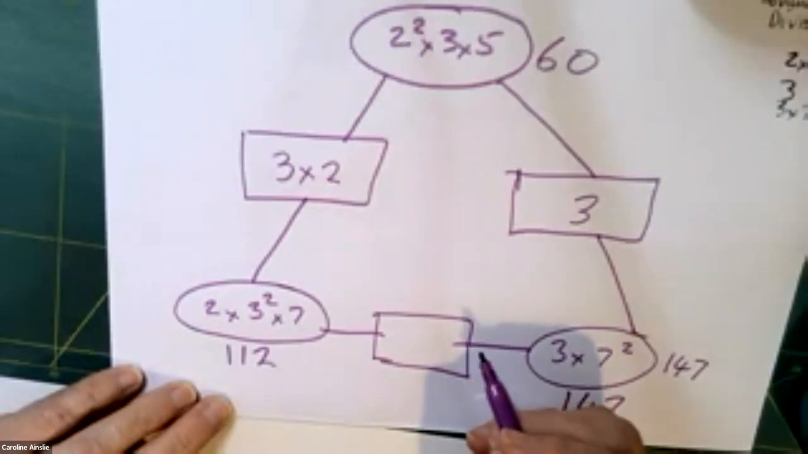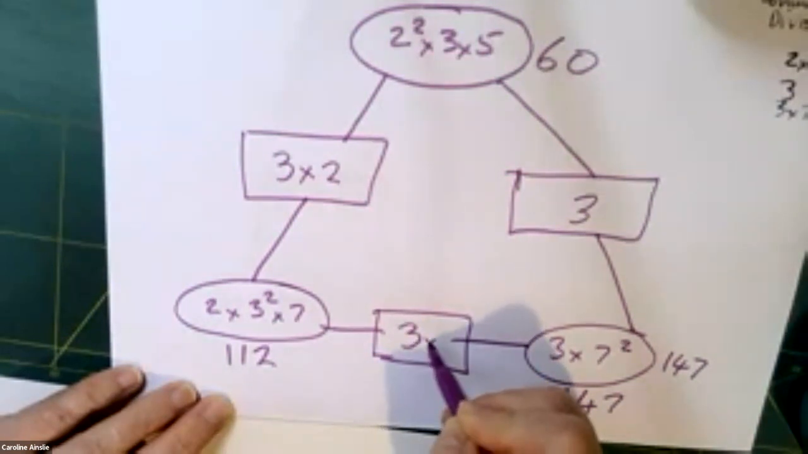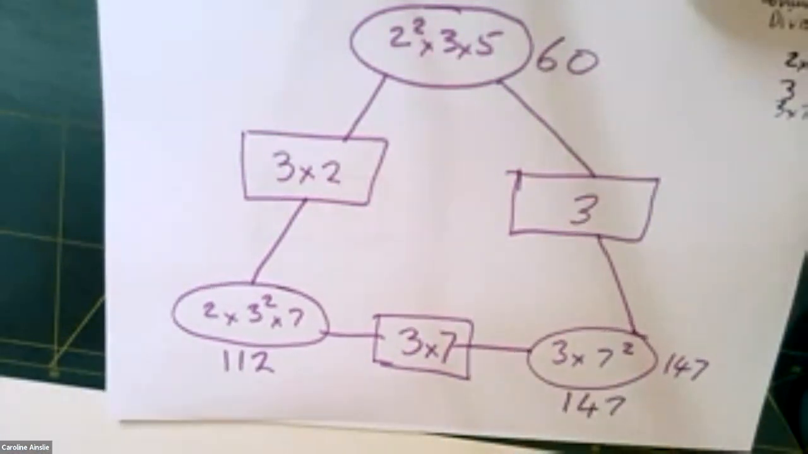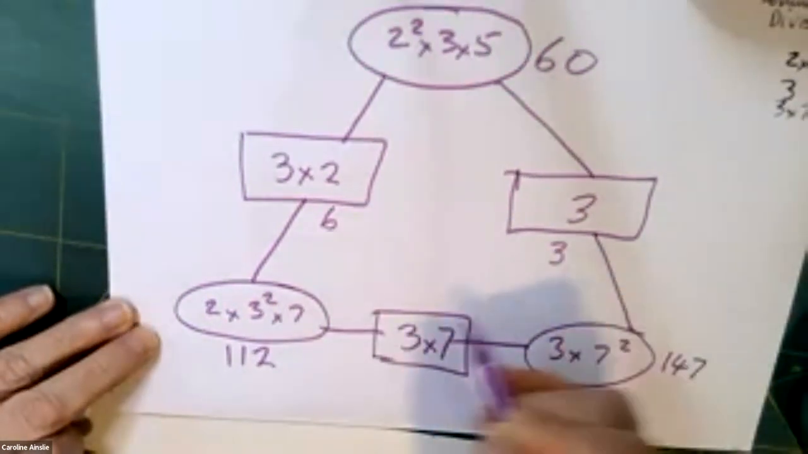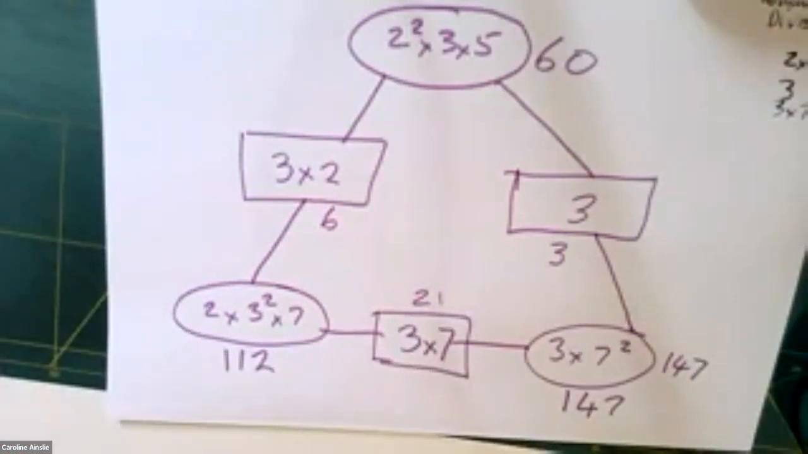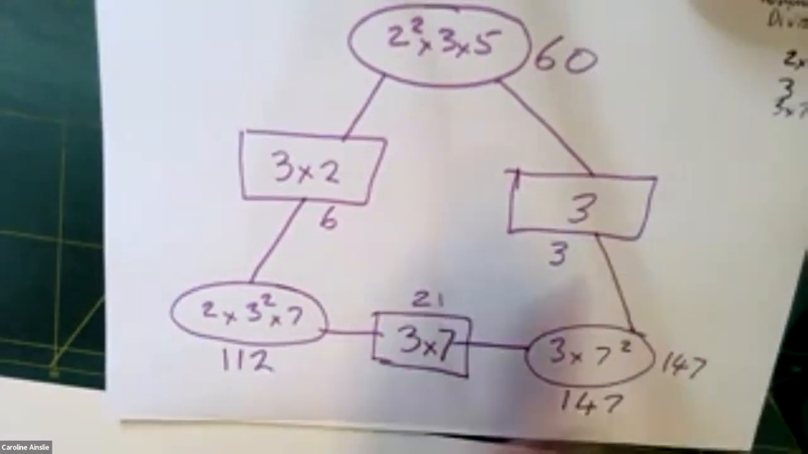So as Caroline's written it, it's 3 times 2 or 2 times 3 on the left. And on the bottom, 7 is a common factor, and so is 3. And you've given us 3 times 7, 21 on the bottom. And on the right, what have you got there on the right? You've got 3 on the right, as a factor. Yes, just 3. That's it.